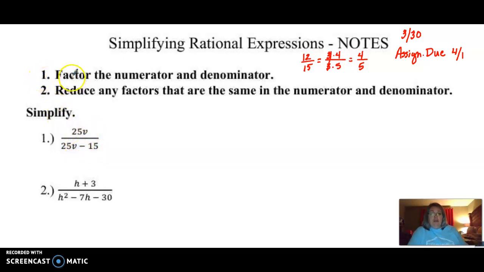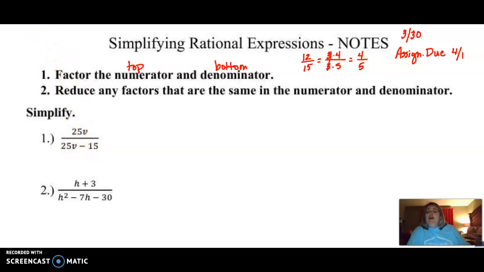So the first thing that we're going to want to do is make sure that we factor both the numerator and the denominator. Numerator meaning the top, denominator meaning the bottom. We will factor both of those. Once they're factored, then we will look for any common factors and we will reduce those common factors that are both the same in the numerator and the denominator.